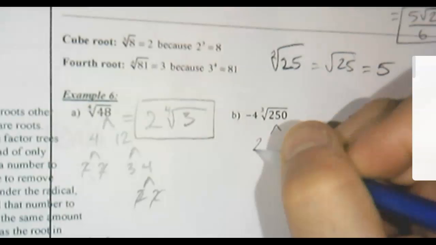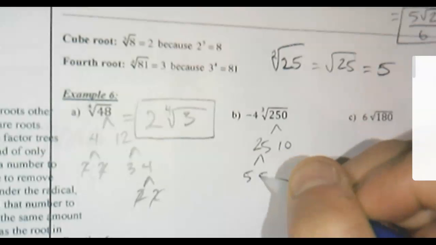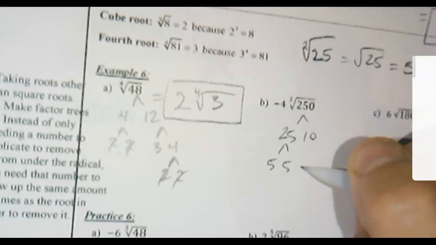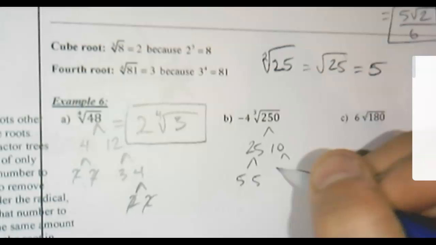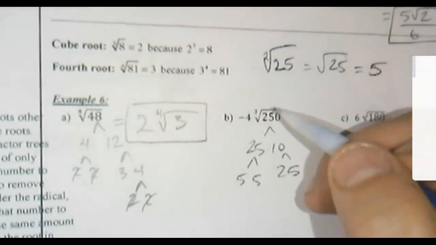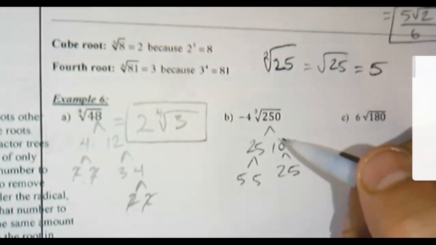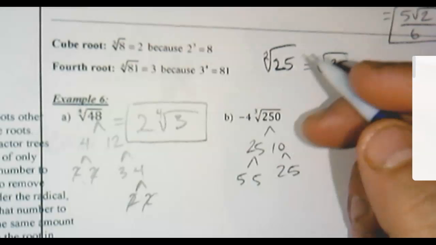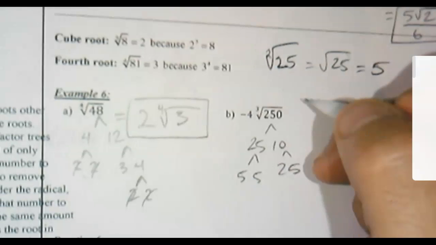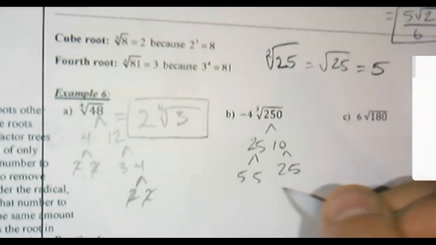25 times 10 is 250. 25 is 5 times 5. 10 is 2 times 5. And remember, look at the index, right? The index is letting me know that I need 3 of the same factor in order to remove one of those factors from the radical, the root symbol, I should say. Anyhow, what I have here is 3 5s, 1, 2, 3.